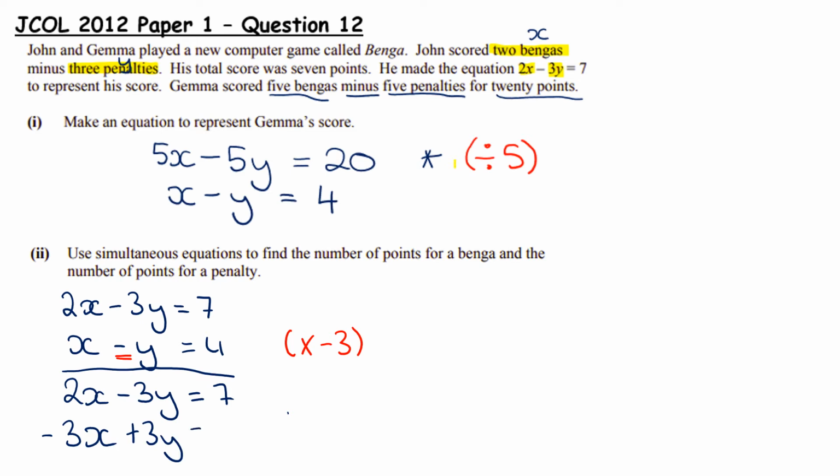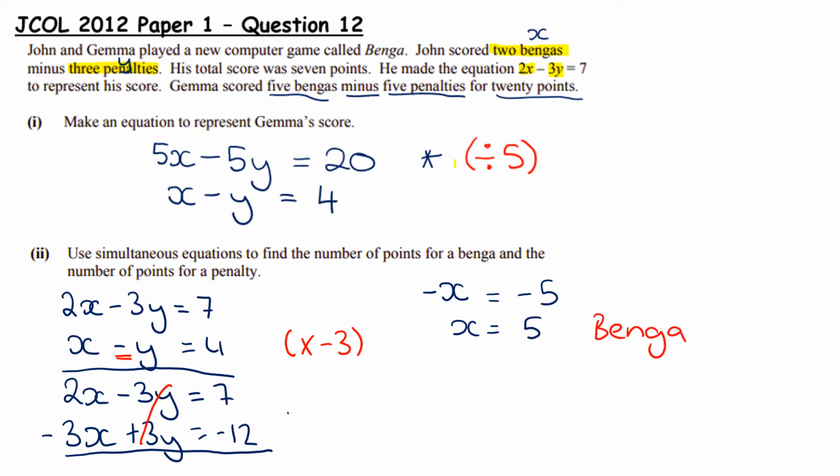By spotting that, it makes your question a little bit easier to work with. Let's see if we'll get the same answer working this way. We should, but just to show you that we will. So we have 2x minus 3x, which is minus x, or minus 1x if you prefer. And that is 7 minus 12, which is minus 5. And if we have minus x equals minus 5, then x equals 5, which is the same as we got before. That's a bingo.